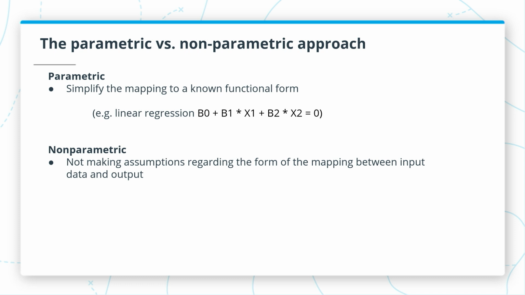Non-parametric machine learning algorithms do not make assumptions regarding the form of the mapping between input data and output. Consequently, they are free to learn any functional form from the training data. An easy-to-understand non-parametric model is the k-nearest neighbors algorithm, which makes predictions based on the k most similar training patterns for a new data instance. The method does not assume anything about the form of the mapping function, other than that patterns that are close are likely to have a similar output variable.